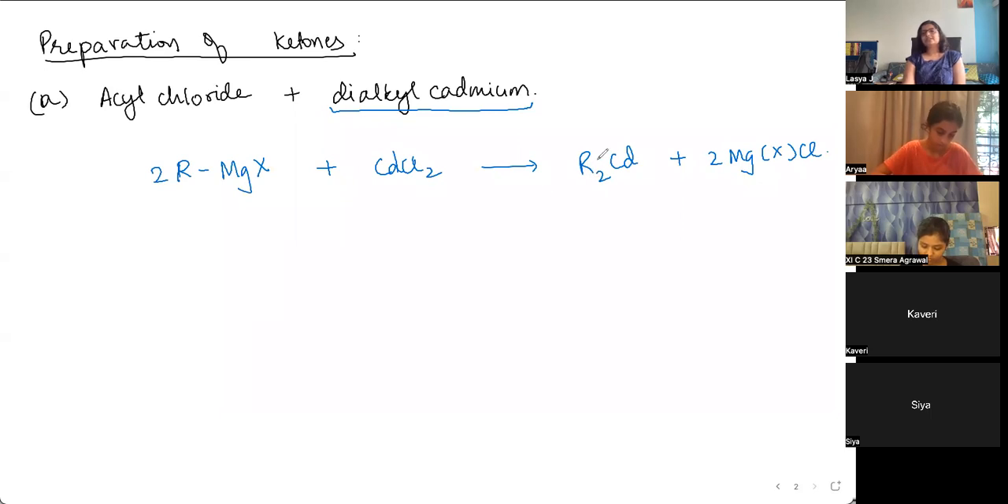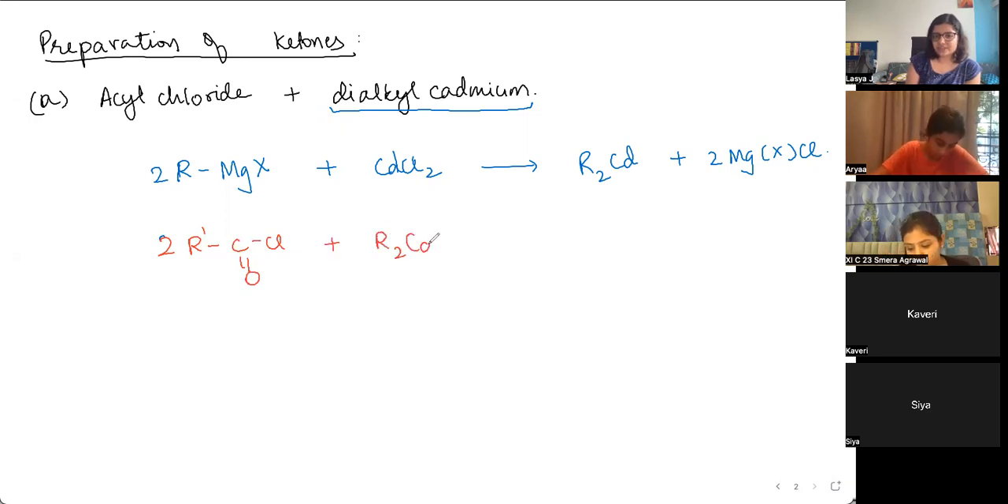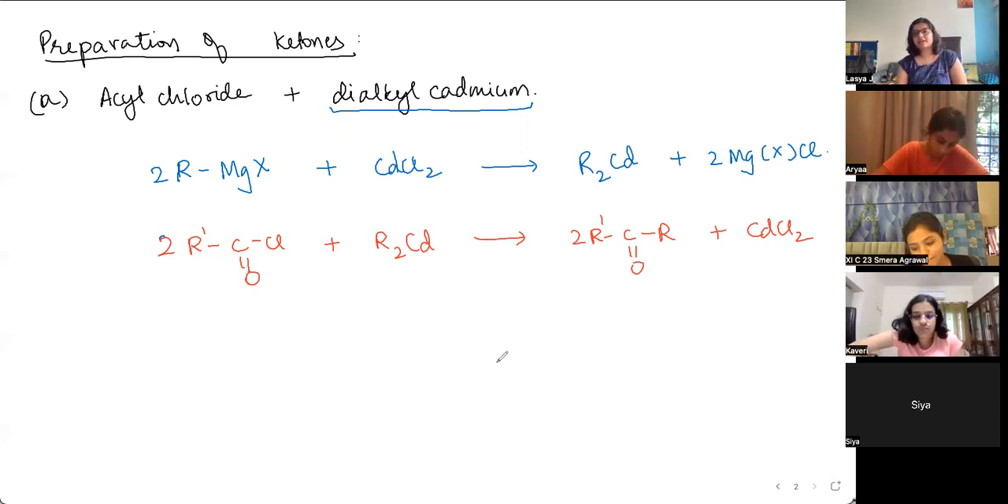Now take this dialkyl cadmium, treat it with acyl chloride. So you have 2 R'-C double bond O-Cl, 2 acyl chloride, plus R2Cd. This will give 2 R'-C double bond O-R and cadmium chloride, CdCl2, regenerated back.